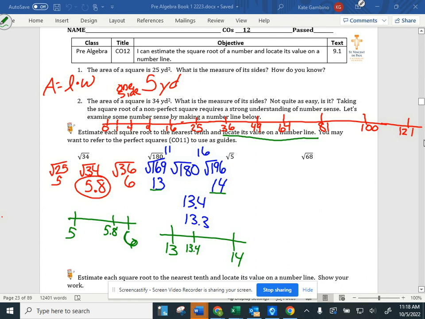Okay. So this is the work I want to see. I want to see your radicals, your perfect squares on both sides. I want to see you putting what the square root is of them. I want to see how you're working it out. Let's do the square root of 5 together.